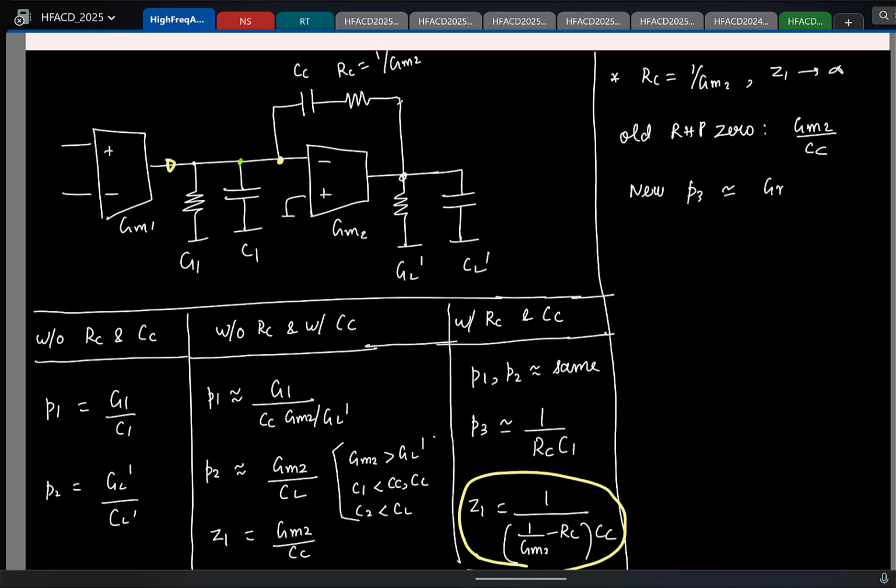RC is 1 by GM2, so GM2 by C1. Now tell me which is larger. C1 is much smaller than CC. So my third pole will be at a sufficiently larger frequency. Okay, so you don't have to worry about it. Technically, in most cases you don't have to worry about it.